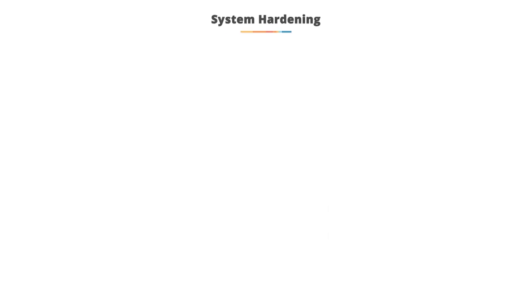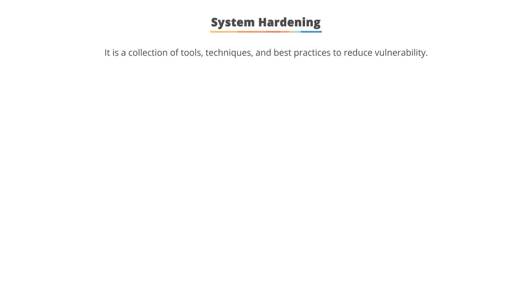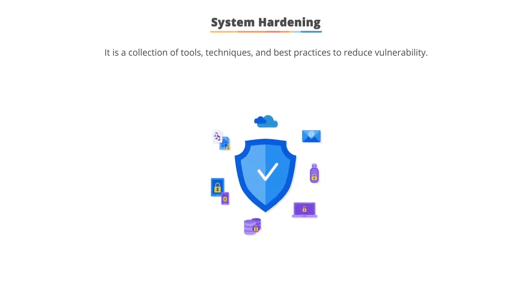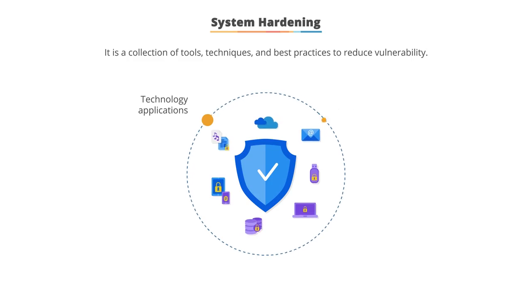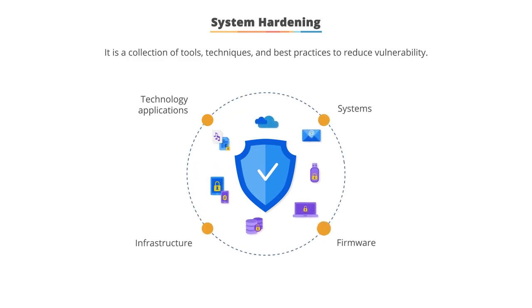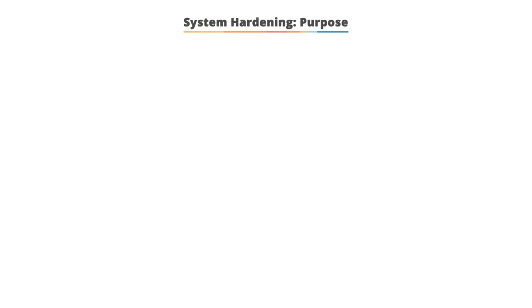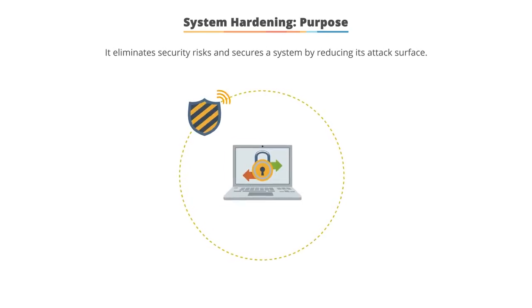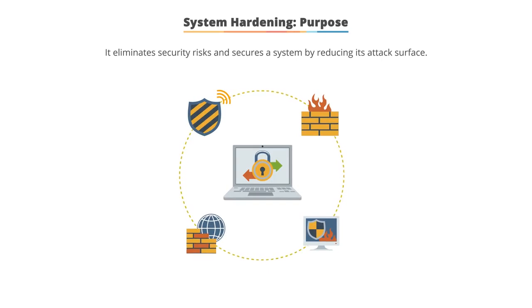System hardening is a collection of tools, techniques, and best practices to reduce vulnerability in technology applications, systems, infrastructure, firmware, and other areas. System hardening is the process of eliminating as many security risks as possible. Hardening is the process of securing a system by reducing its attack surface.